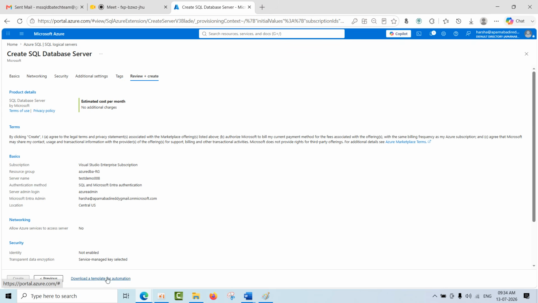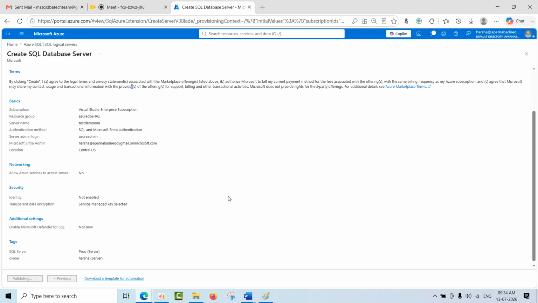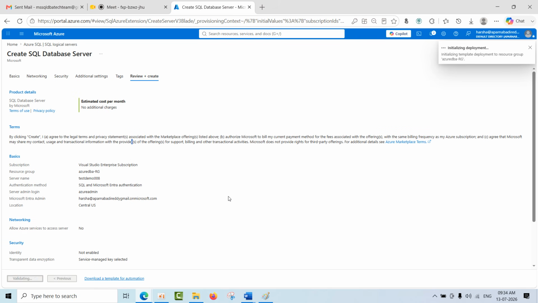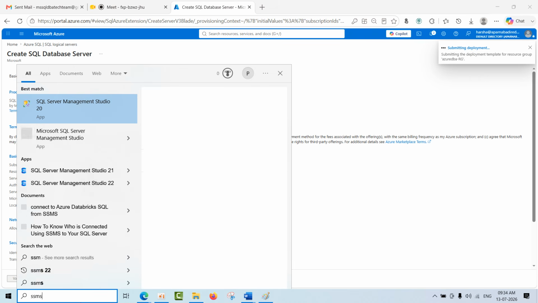Next. See, can you see this one? Estimated cost per month, nothing. Means the server is free. Okay, now create. So meanwhile, I will open SSMS.